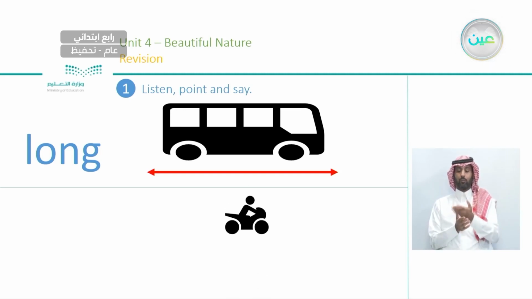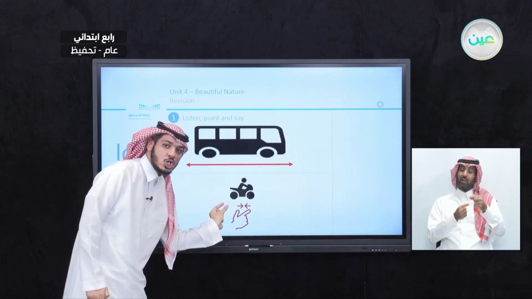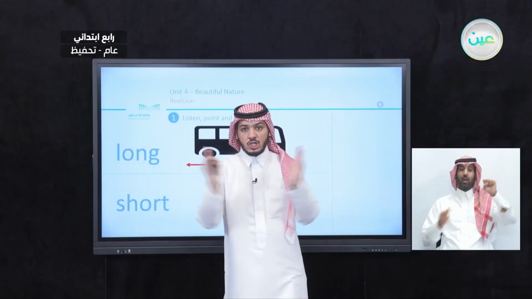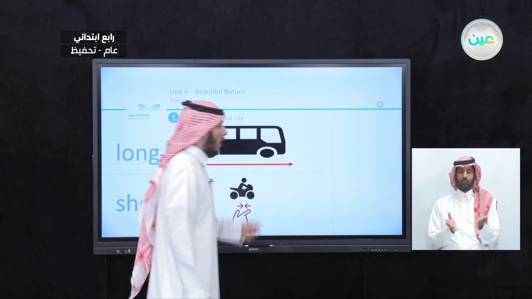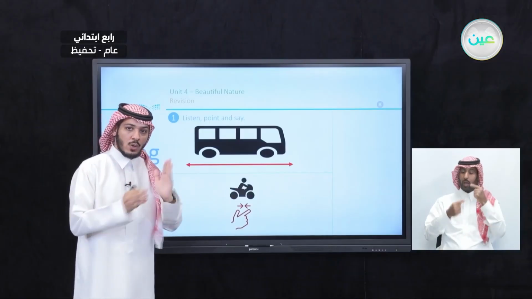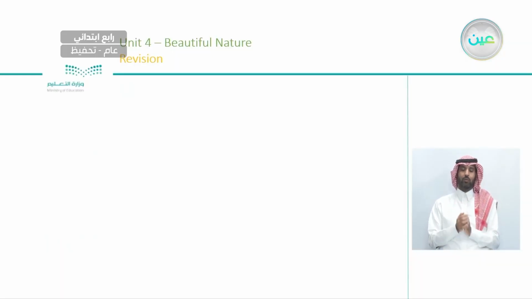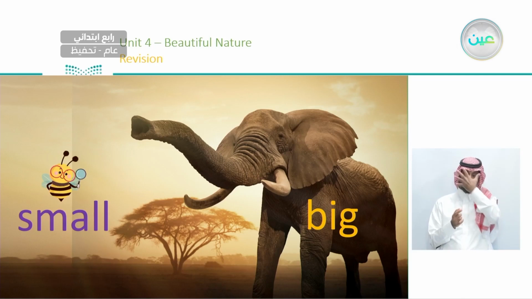Now we have a motorcycle here, and the motorcycle is what? Short. Excellent. So we have long and short. Long, short, long, short. We have two opposite adjectives here. Long and the opposite is short. Excellent.